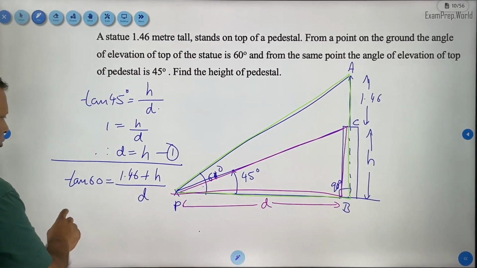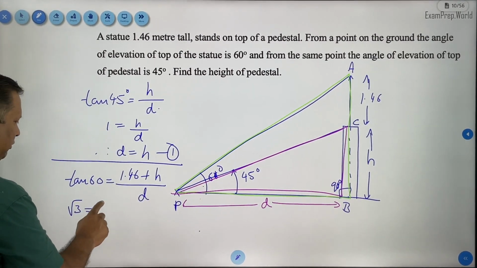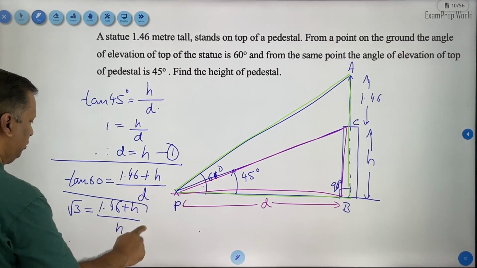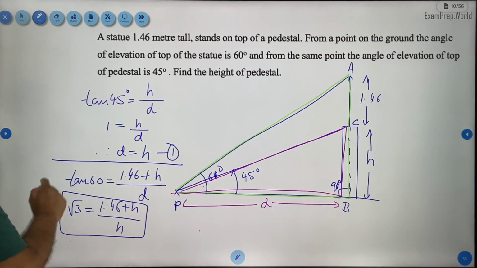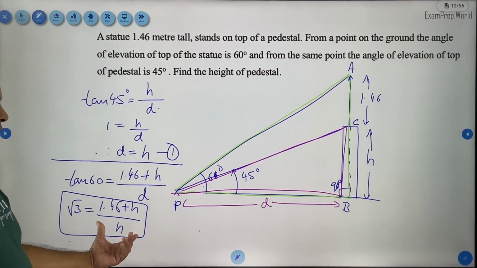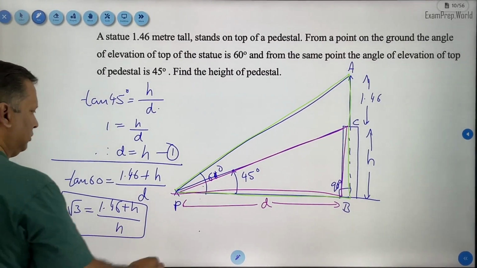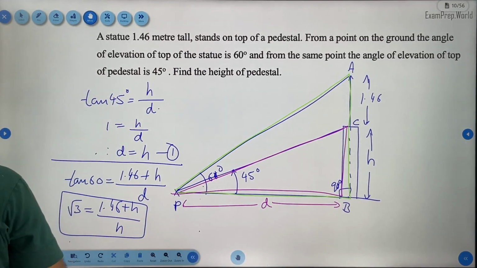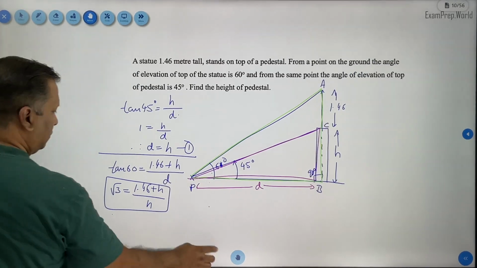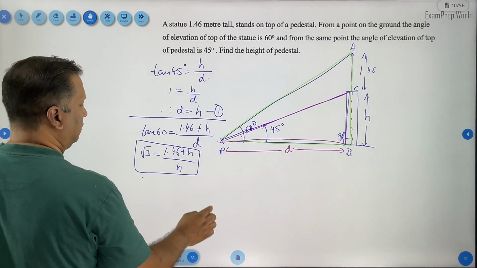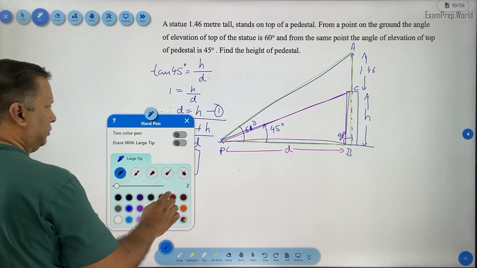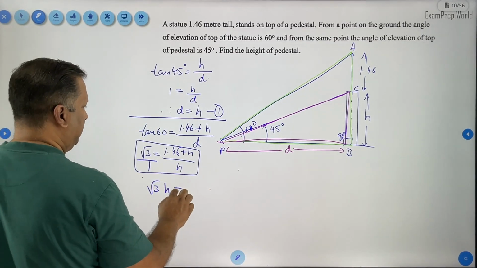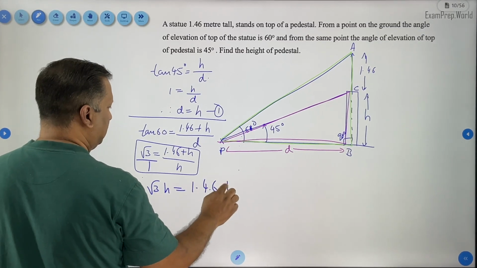So tan 60 is how much? Root 3. Root 3 equals 1.46 plus h over h. So you have an expression where you only have one unknown variable h. So you can solve this question. How? See, solve this. Cross multiply. Root 3h equals 1.46 plus h.